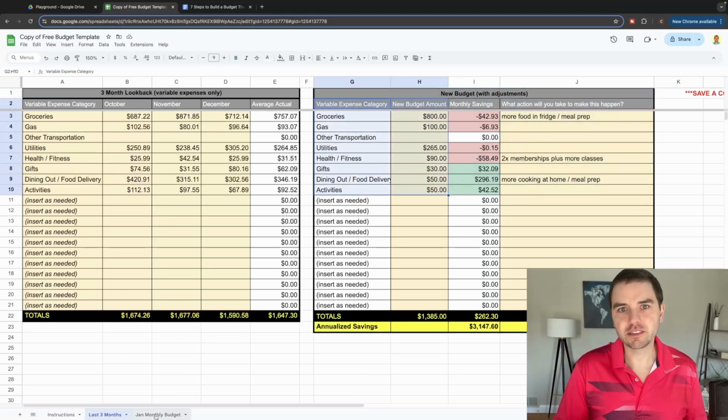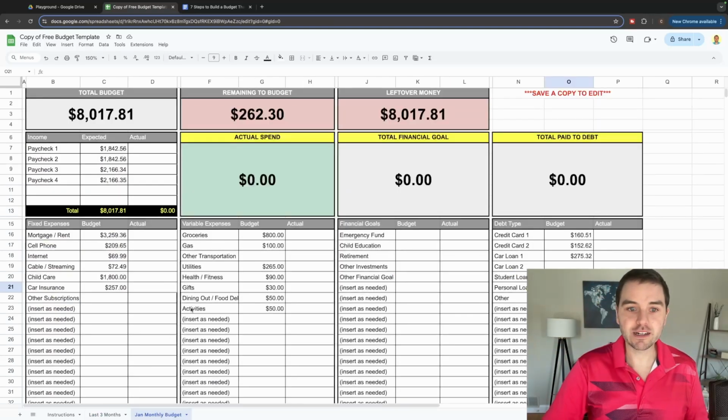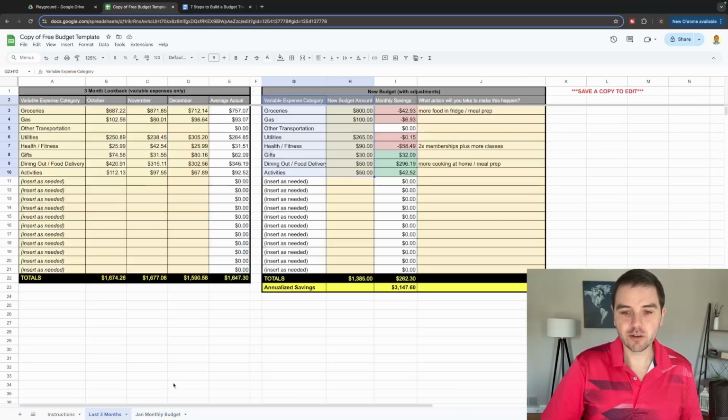Because variable expenses are much harder to track and really understand how much you're spending, that's why we go through this process. We get the new budget amount and it flows right into our budget. So I'm going to make this slightly smaller. And you can see here variable expenses. This is all linked to the other page. So we have $1,385 in our variable expenses, and that's exactly how much was in this column in the same expense categories.